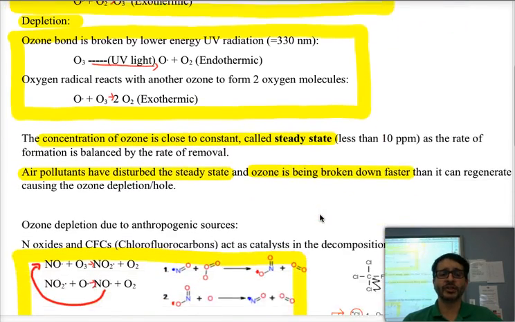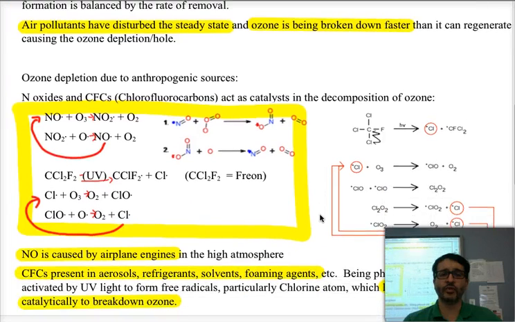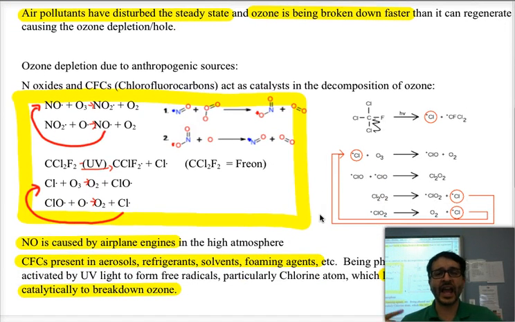Unfortunately, air pollutants have actually disturbed that rate and can act as catalysts in the decomposition of ozone. Those air pollutants cause more ozone to be broken than is being formed, and therefore that causes ozone depletion, which eventually results in an ozone hole, an area that is so thin in ozone that most of the ultraviolet light passes through, which can then have negative effects on living organisms, because it can cause increases in mutations and therefore in cancer.